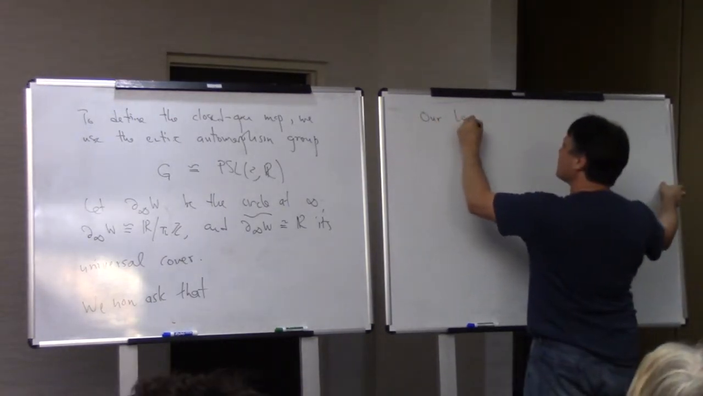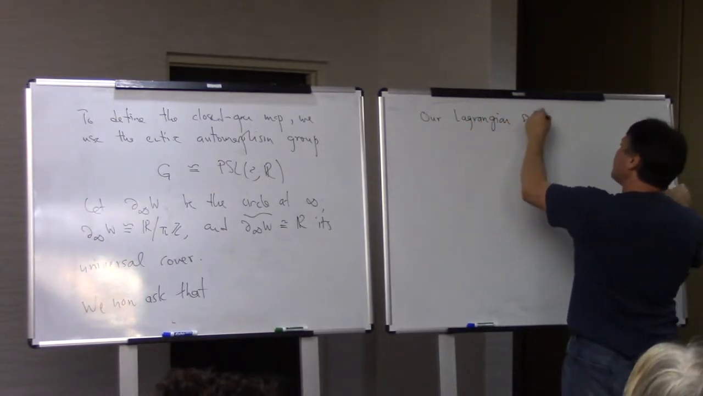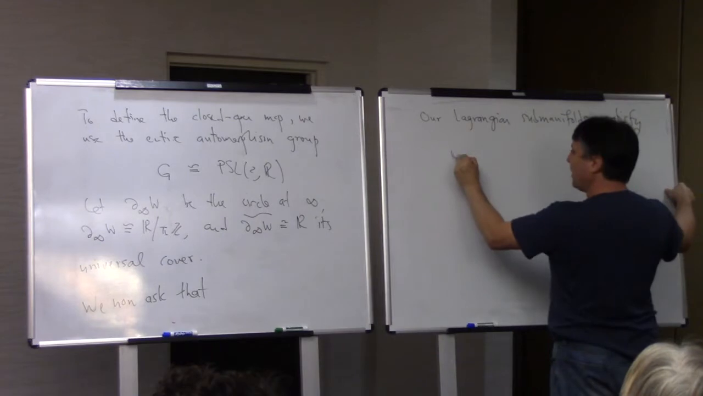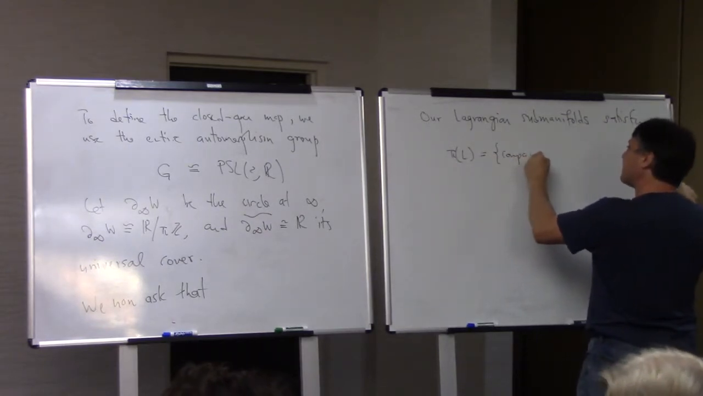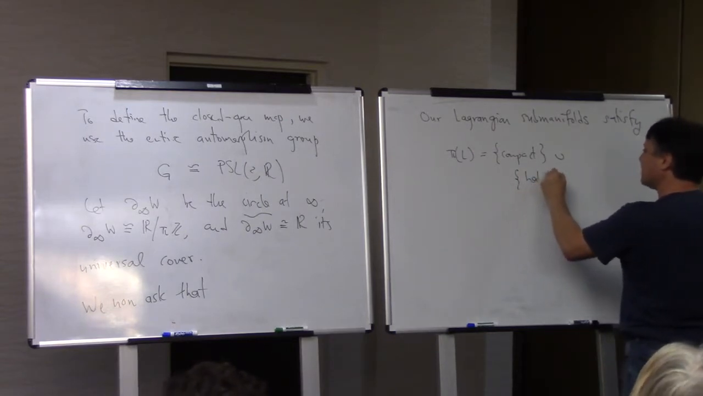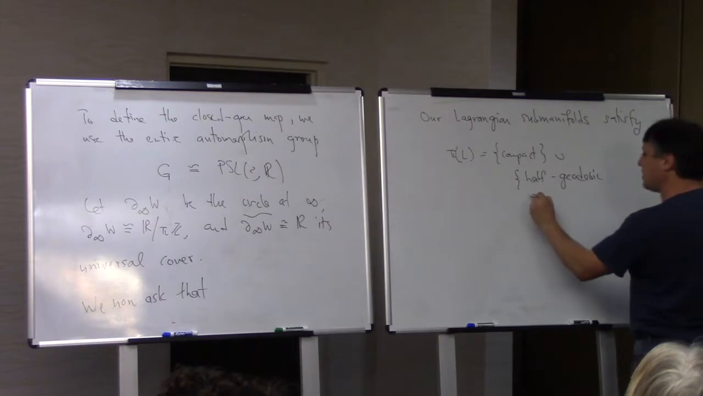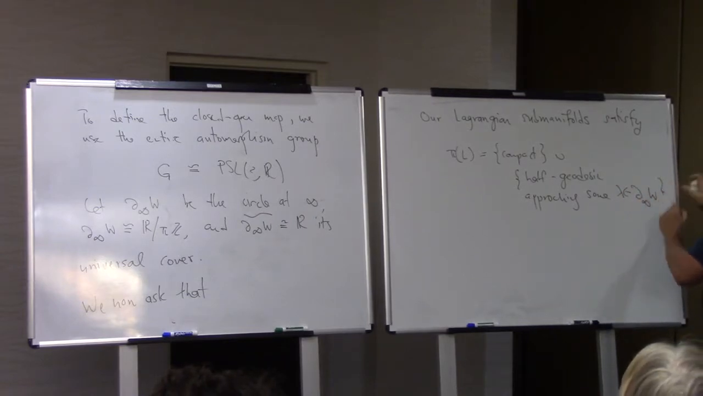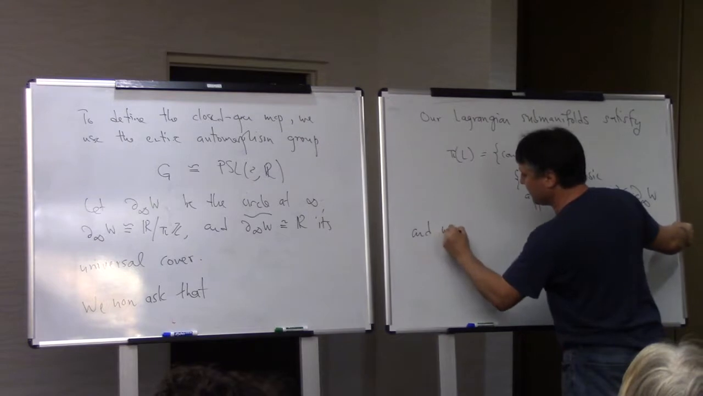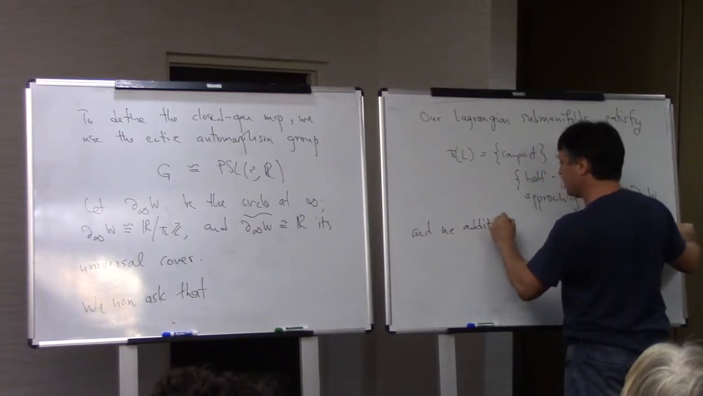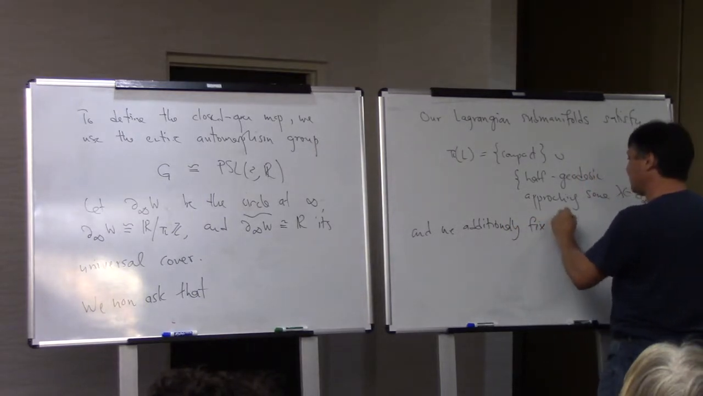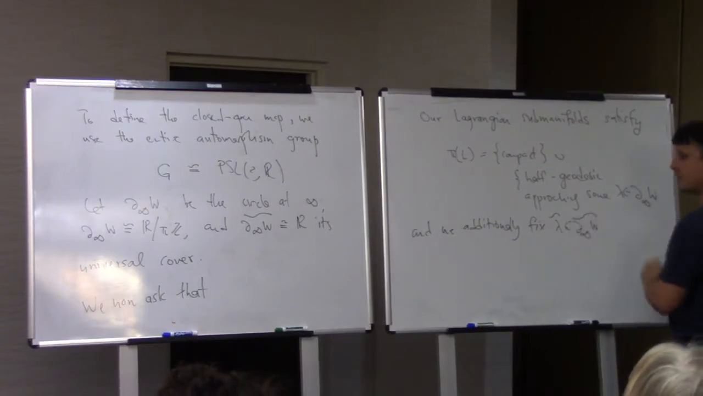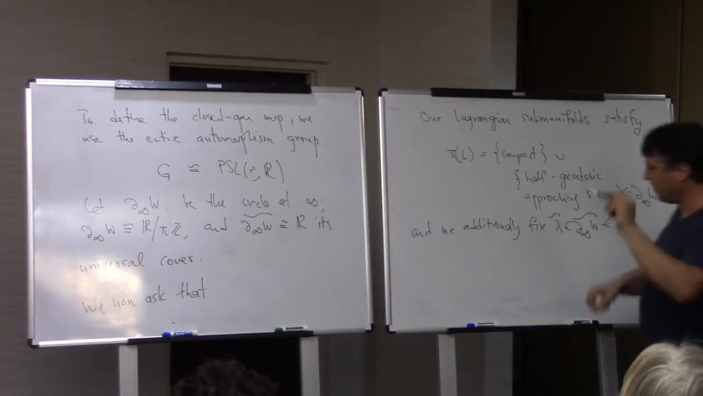So our Lagrangian submanifold set is this. The projection of L is, again, a compact union, a half geodesic in the hyperbolic plane approaching some point lambda in the boundary, and we additionally fix some pre-image, lambda tilde, in the universal cover. Okay, they always come with some pre-image, which remembers how far we're supposed to rotate.